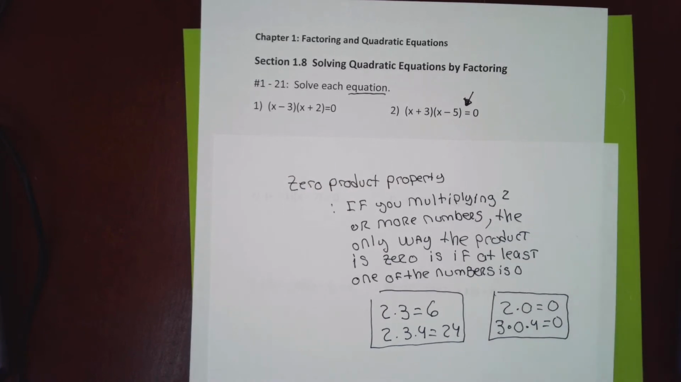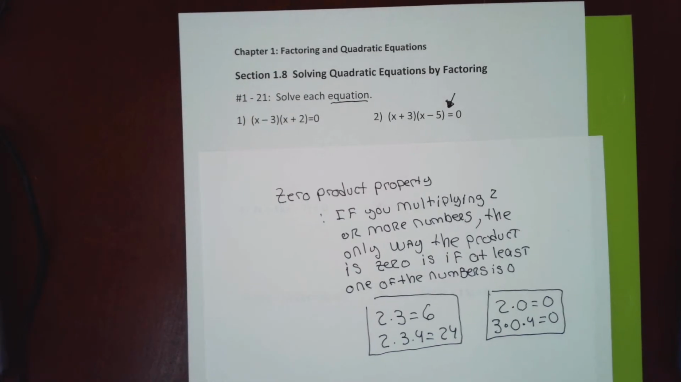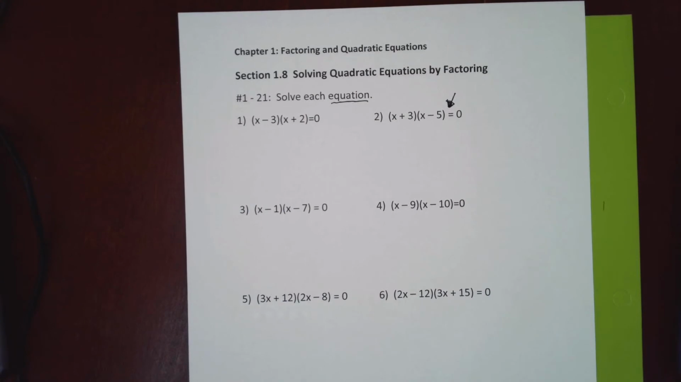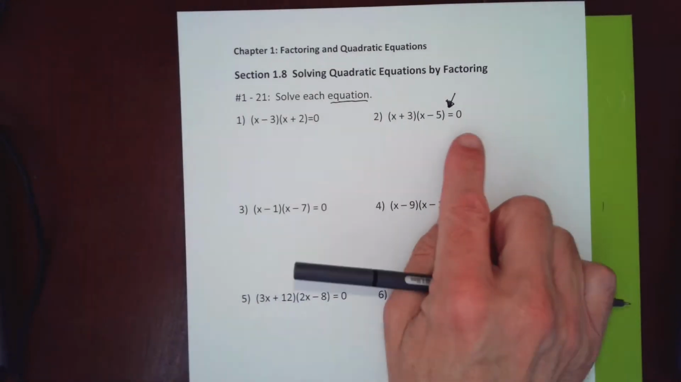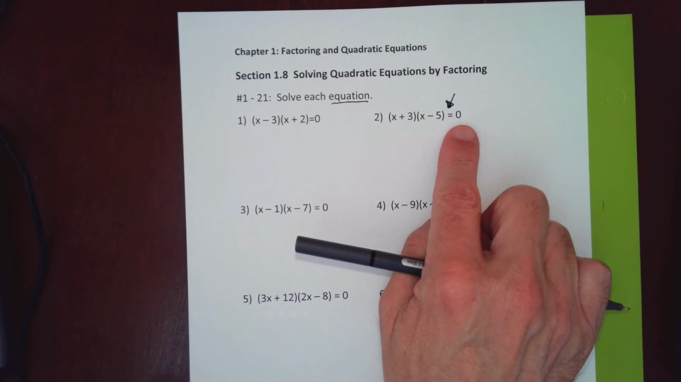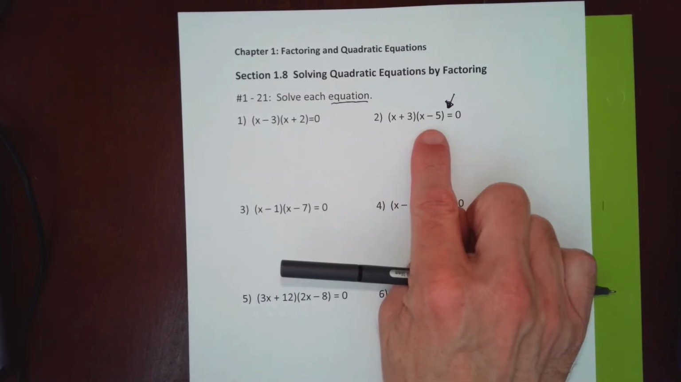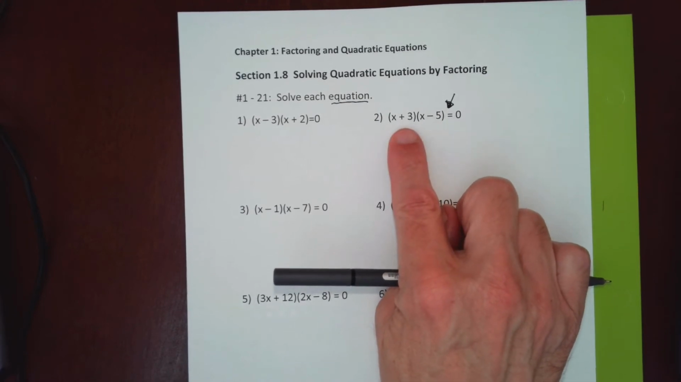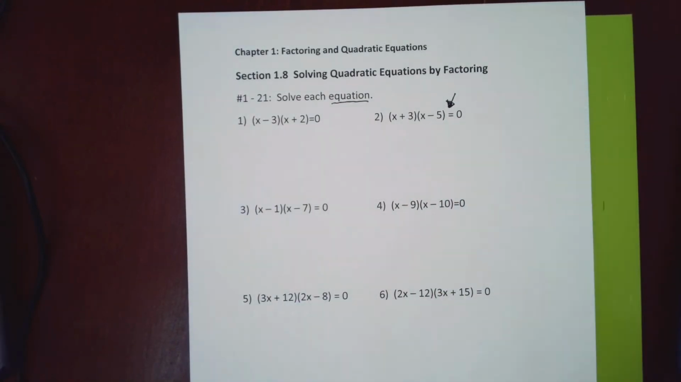And that's the strategy that we're going to use to solve all the problems, the theory behind all the problems in section 1.8. Although when we're doing the problems, it's not going to be maybe so obvious that I'm using this theory. To solve each of the problems between 1 and 21, I'm looking for a numerical answer because there's an equal sign. The right side of the equation is a 0. In order for the left side, when I multiply it out, to equal the right side, either the x plus 3 or the x minus 5 has to be 0.